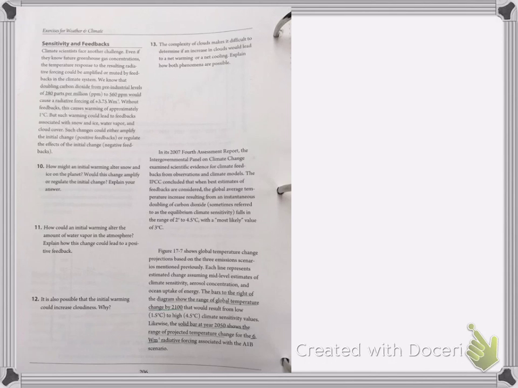Okay, so now we're going to talk about sensitivity and feedback loops. A positive feedback loop means a change that will create more change, and a negative feedback loop means this change will cause no change at all. They're talking about why they pick 550: that would be a doubling of our pre-industrial levels. Our pre-industrial level was 280 parts per million. We are currently at 390 parts per million, and a doubling would be around 560 parts per million.